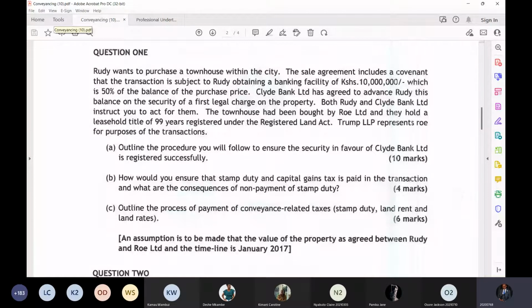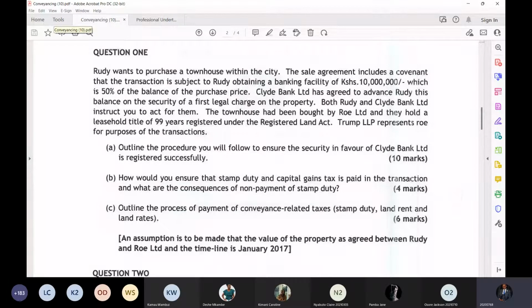So for purposes of this paper, you just limit yourself to the Land Registration Act read together with legal notice number 278, which you will rely on. But what you've mentioned there with regards to leasehold interest is true.